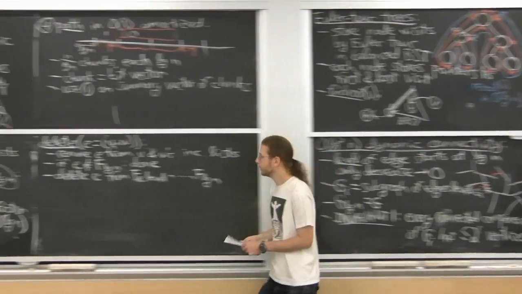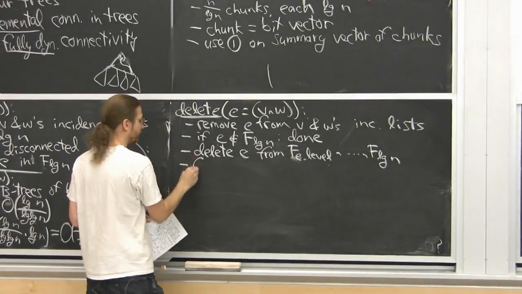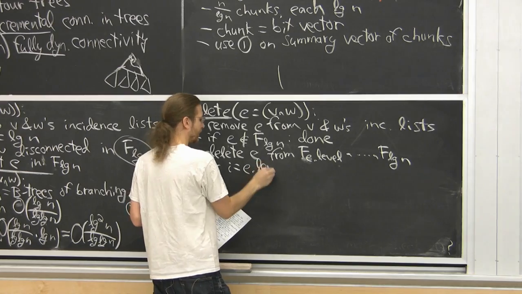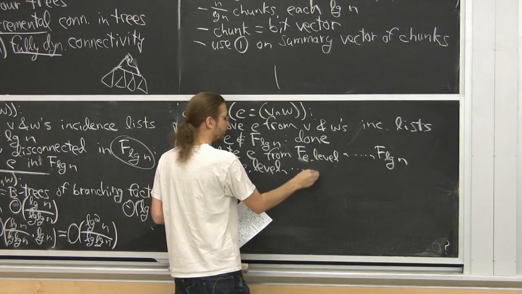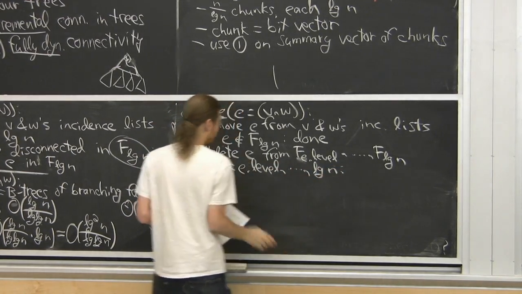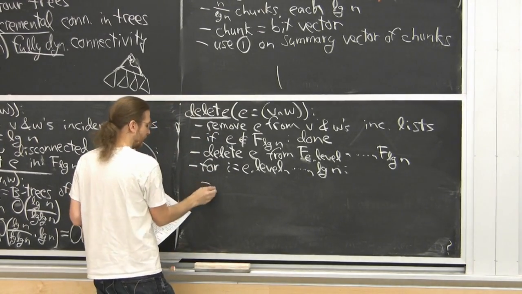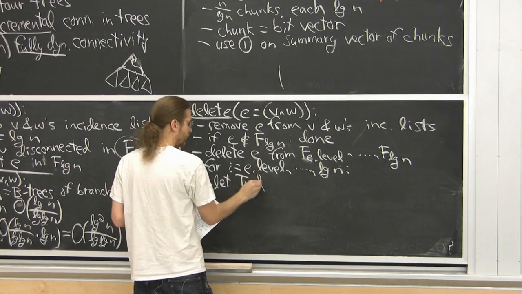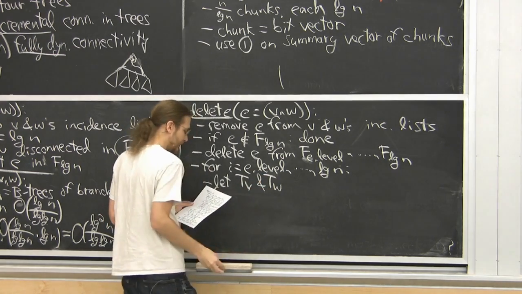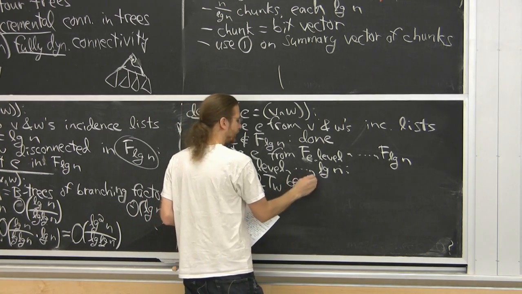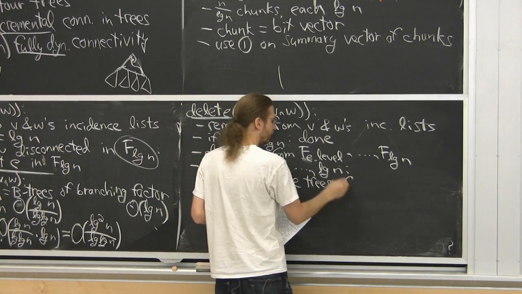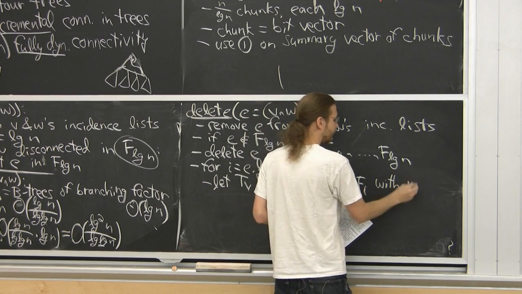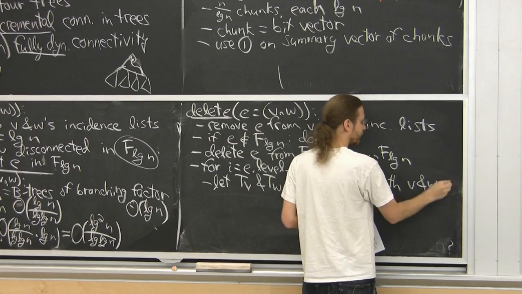So that's what we're going to do. Loop over the levels, try to find a replacement edge. So we're going to start at E dot level, loop potentially up to log n, call the level I. Okay, then I want to identify at level I the two sides of the edge. Let TV and TW be the trees of Fi containing V and W respectively.